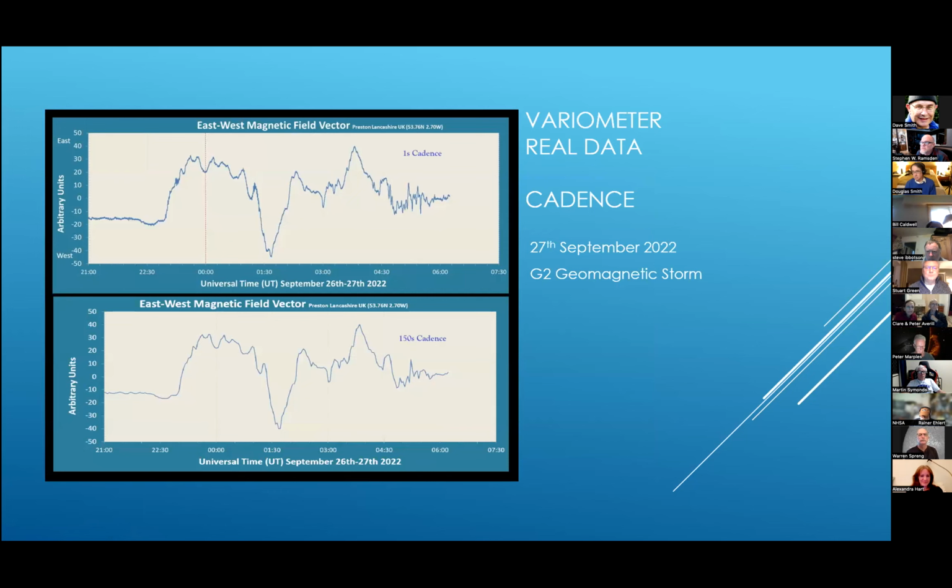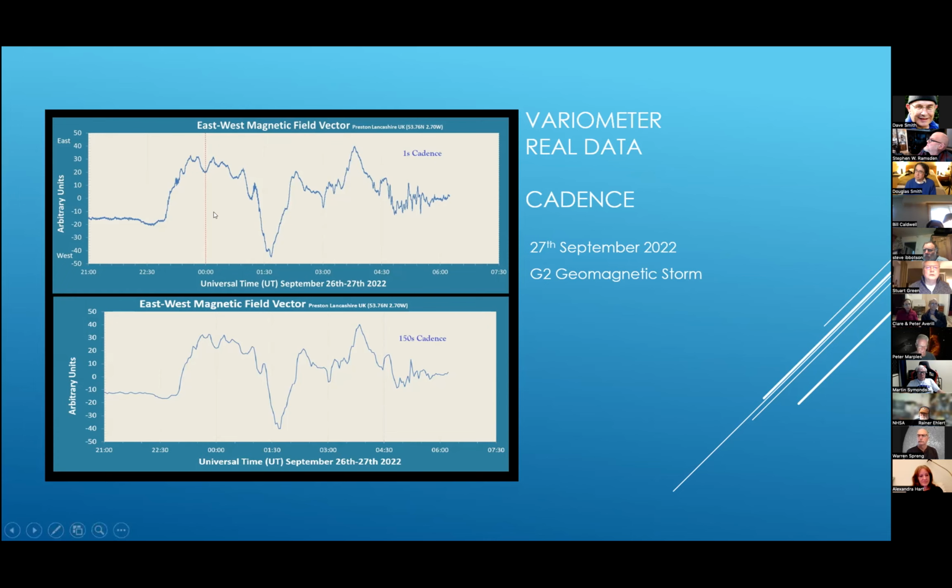But this is the output from the Excel spreadsheet. So as per my first slide, I've got some date and time information, location, it's the east-west magnetic field vector, and then we've got these plus and minus variations or changes in the east-west magnetic field vector, which I can record either in 1 second cadence or 150 second cadence or whatever I want to choose. I just change that in the software.